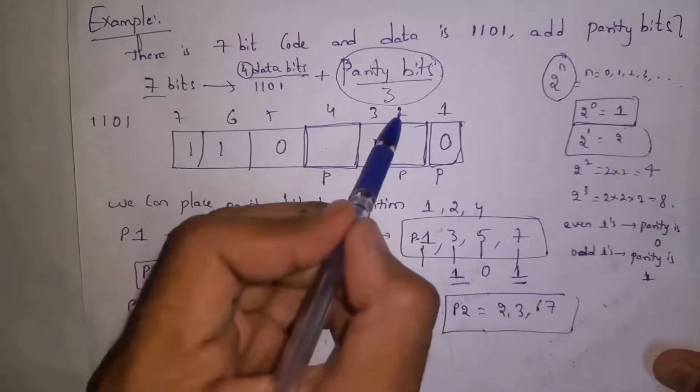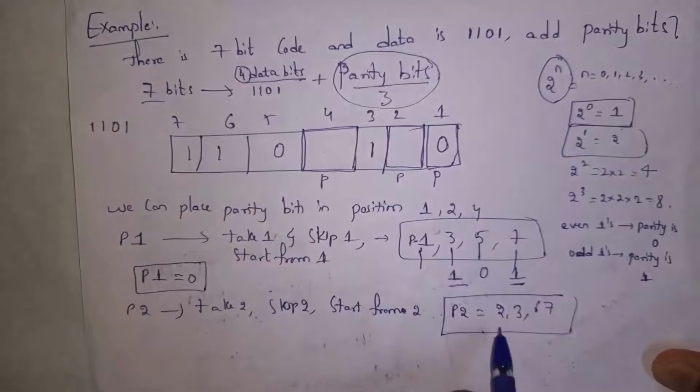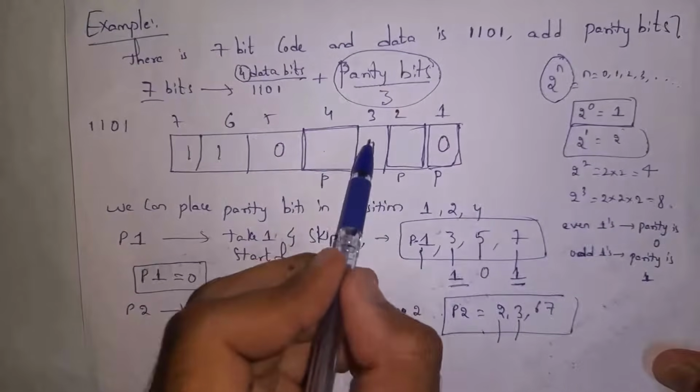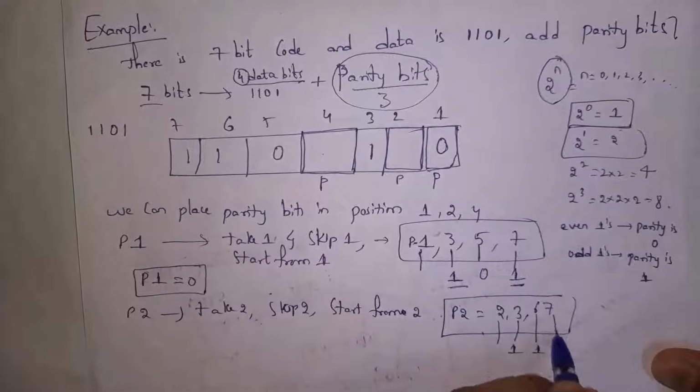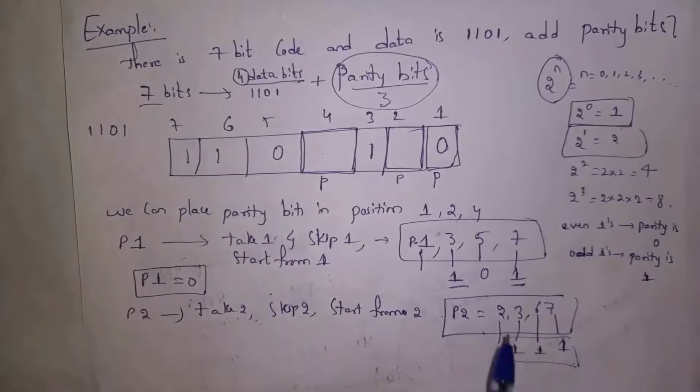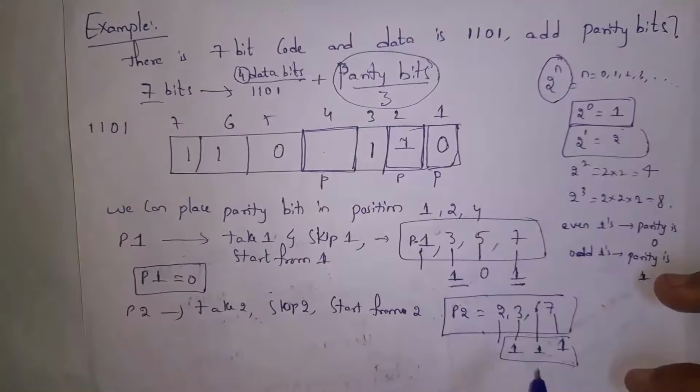As there is no value in the P2 position, you can leave it. Position 3 contains the value 1, and similarly position 6 contains value 1 and position 7 contains value 1. So the values for P2 are 111. Total there are 3 ones, which is an odd number. If there are an odd number of ones, then the parity value is 1. So now the P2 value is 1.